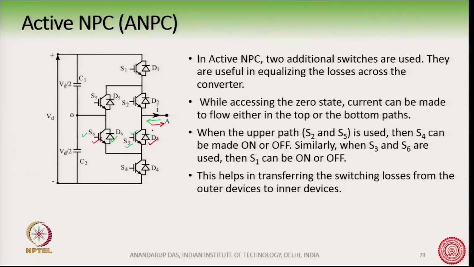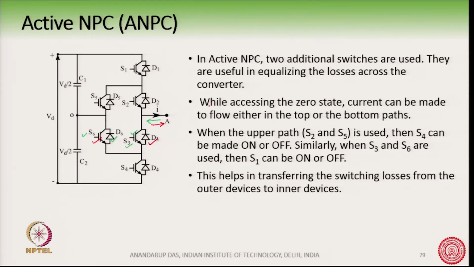So, whether the current is positive or negative, I can force the current to flow through the lower path only, and I can fully cut off the upper path. This is one of the main differences between NPC and active NPC. I can force the current to go through the upper path or the lower path.